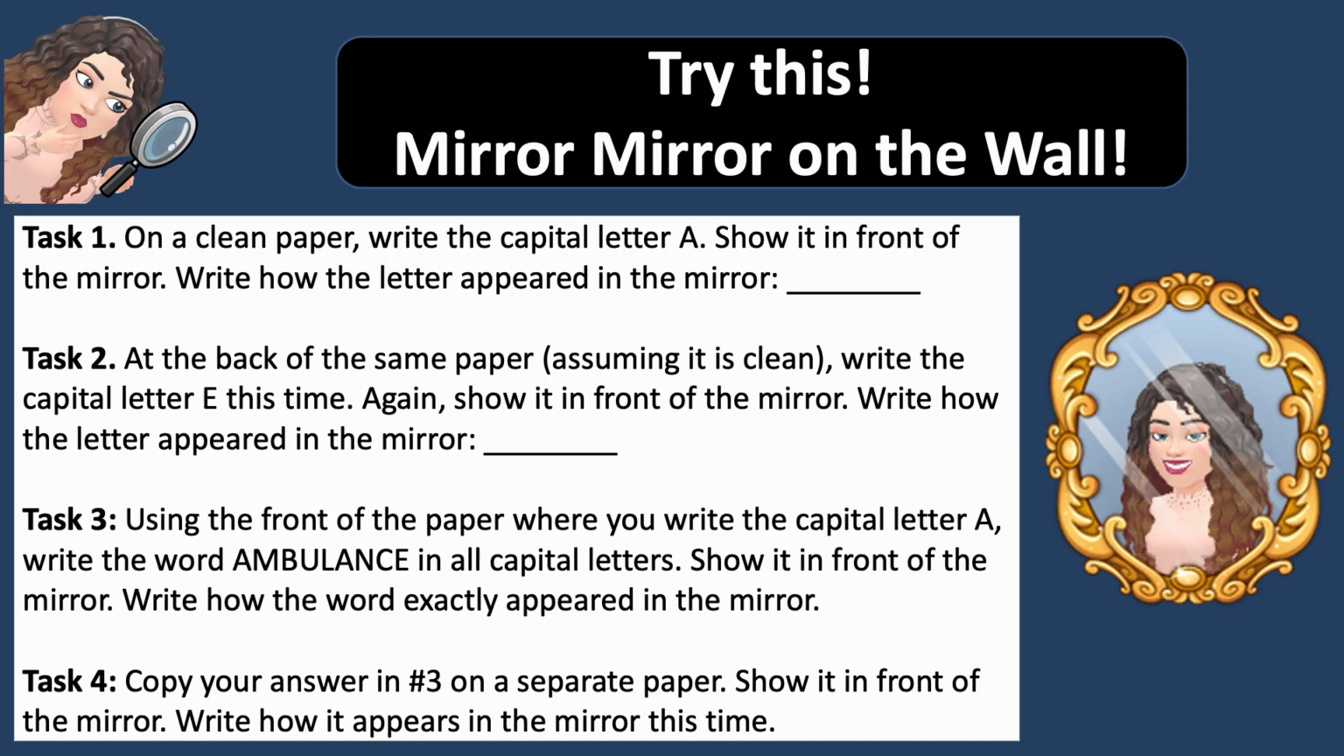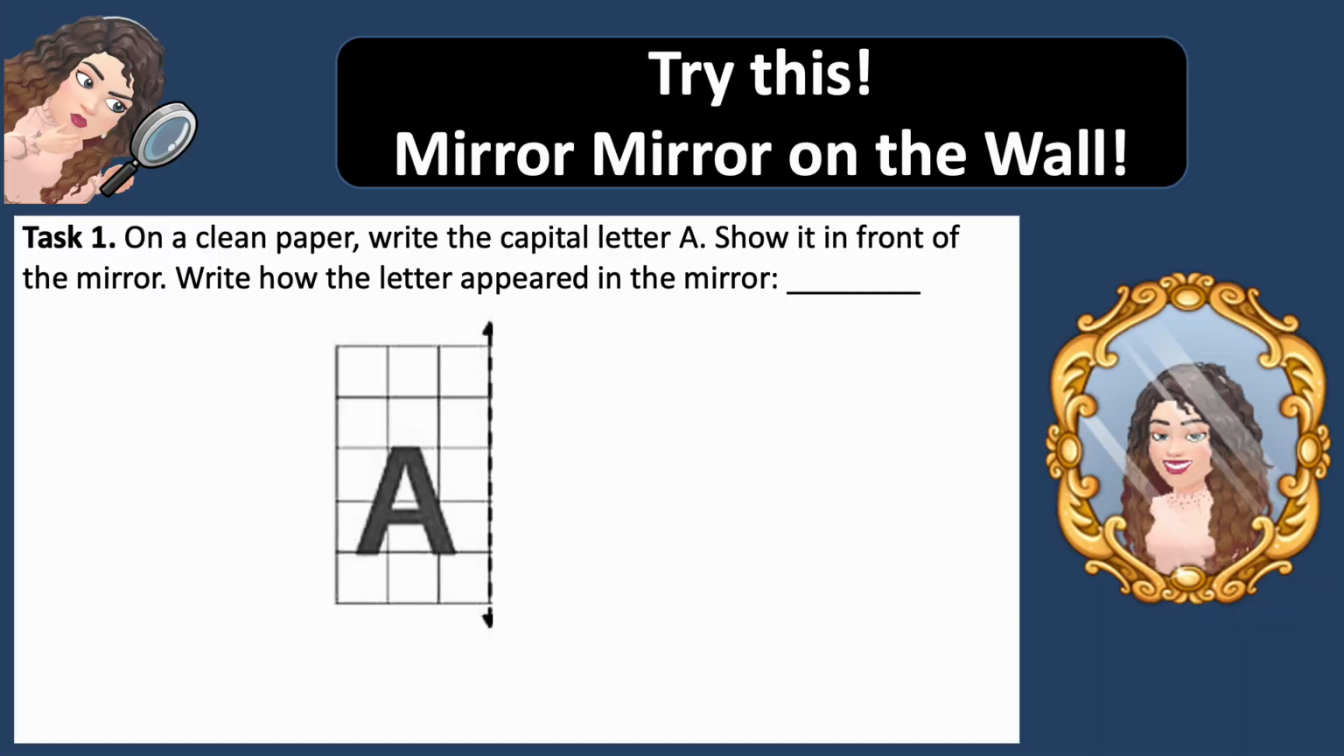And then for the third task, using the front of the paper, where you wrote the capital letter A, write the word ambulance in all capital letters. Show it in front of the mirror and write how the word exactly appeared in the mirror. Then for the last task, copy your answer in number 3 on a separate paper and then show it in front of the mirror. Then write how it appears in the mirror this time. Now I will give you 3 minutes to accomplish your activity and make sure to write your answer in your science notebook or in a separate sheet of paper.